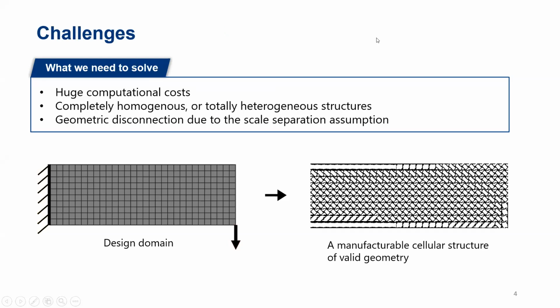There are three main challenges. Firstly, the computational costs are still demanding, as homogenization has to be conducted for each microstructure. In addition, traditional bi-scale optimization usually tends to generate completely homogeneous or totally heterogeneous structures. Thirdly, the scale separation assumption leads to geometric disconnection between adjacent components.